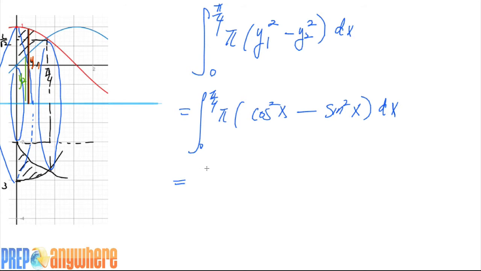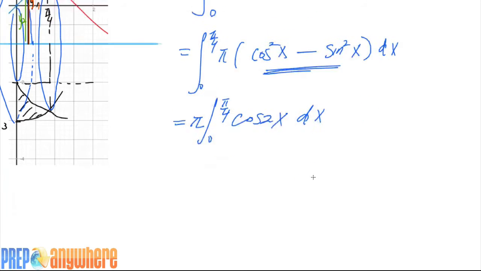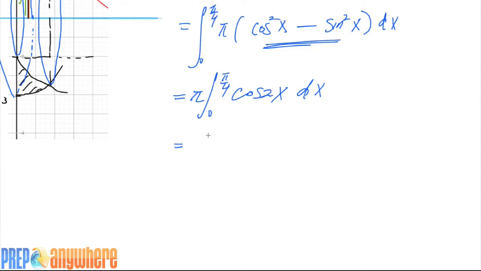The best way to do this is to recall that this right here, factor out the pi at the front, is actually cosine of 2x. It's a double angle expansion of cosine of 2x. From there it's easy. Pi, so it's going to be sine 2x times a half. That's the antiderivative of cosine of 2x, from 0 to pi over 4.